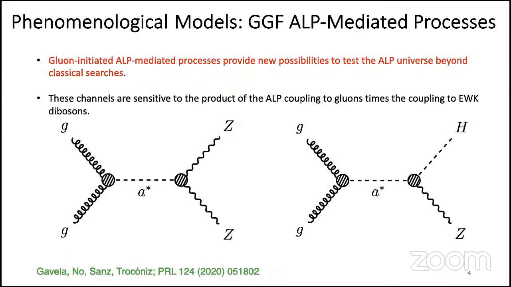In particular, the gluon-initiated ALP-mediated processes provide new possibilities to test the ALP universe beyond the classical searches with gluons or photons. These channels are sensitive to the product of the ALP couplings to gluons times the coupling to electroweak bosons. Here I show you two examples of these channels where the ALP is acting as a mediator, and the coupling is to two electroweak bosons in the linear version, and the chiral version on the right is coupling to a Z boson and a Higgs.